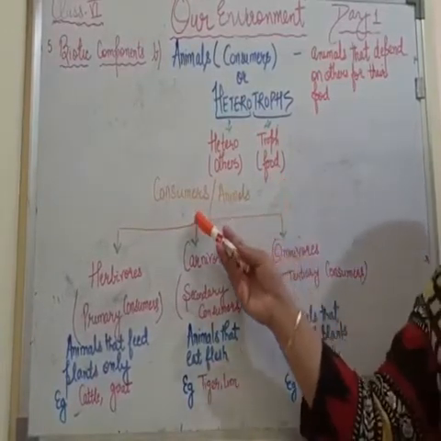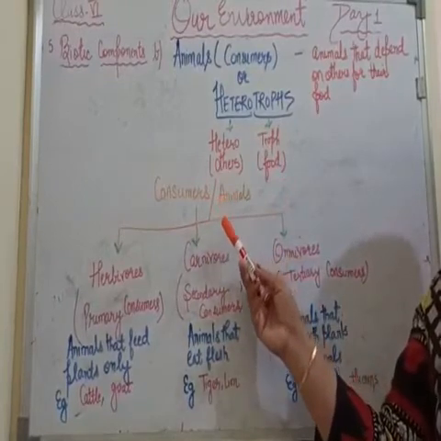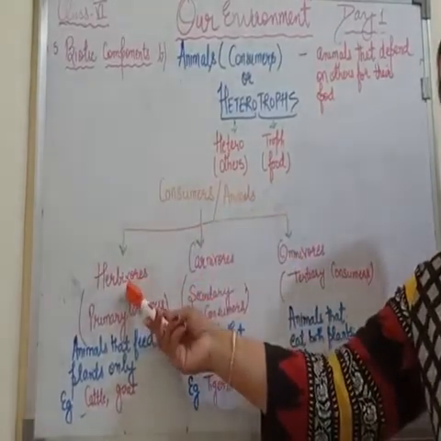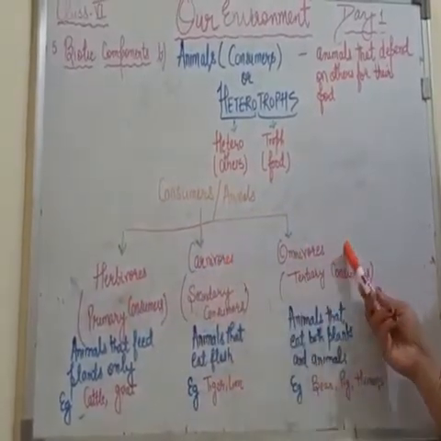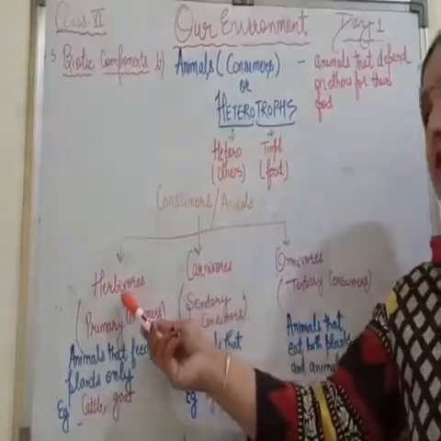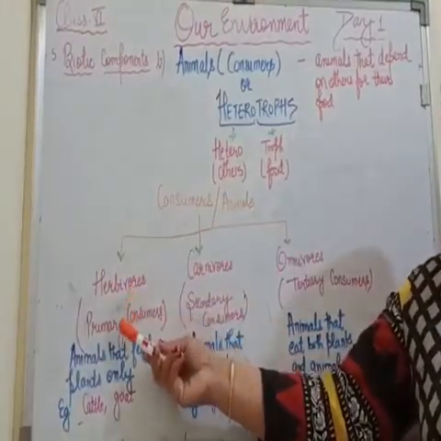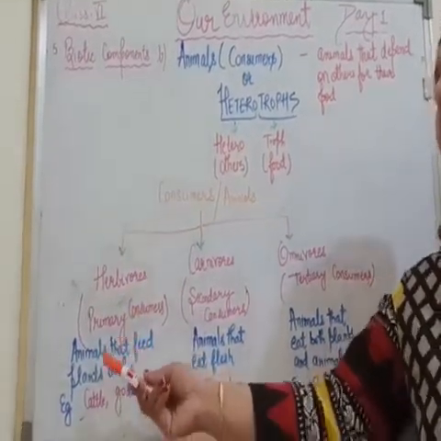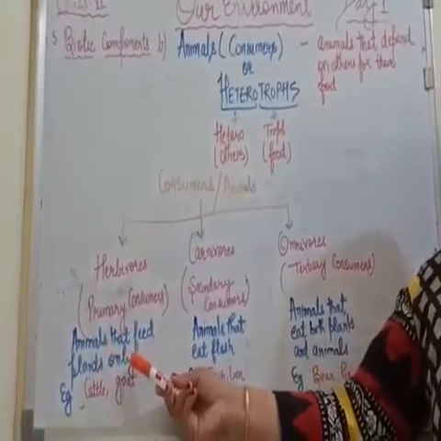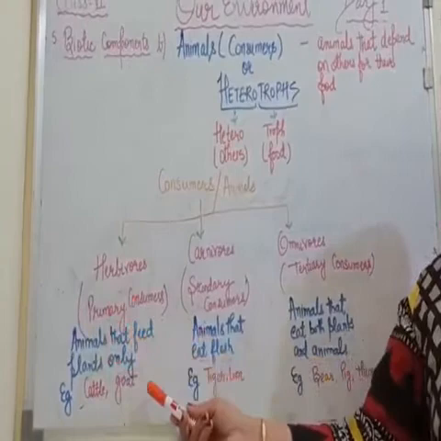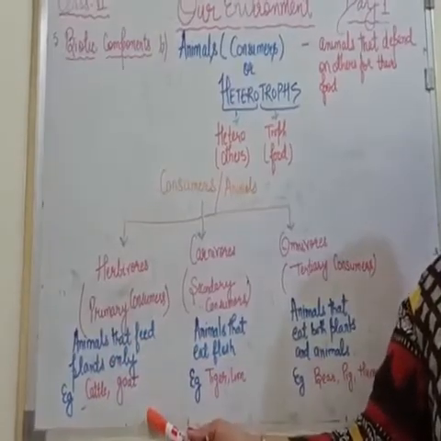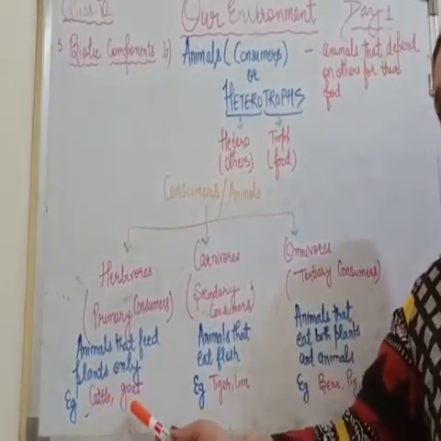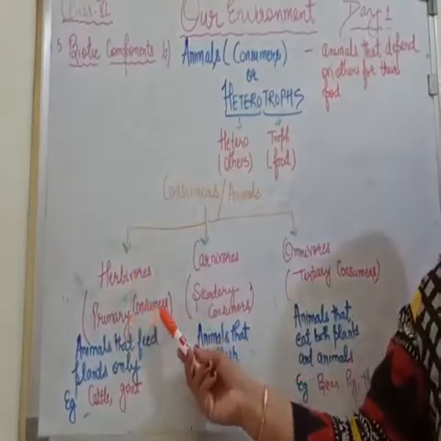Next, consumers are classified into 3 groups, 3 categories. First, herbivores. Second, carnivores. Third, omnivores. Come to the first part, herbivores, which are called primary consumers. So, ऐसे animals that feed only on plants, such type of animals are called herbivores, which you already did in your previous classes. Example is cattle and goat. Other name of herbivores is primary consumers.